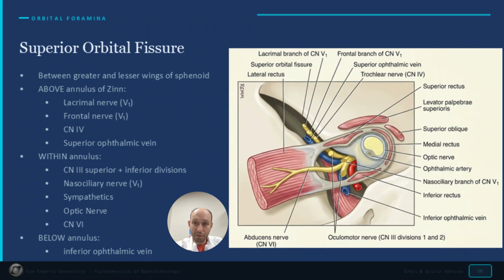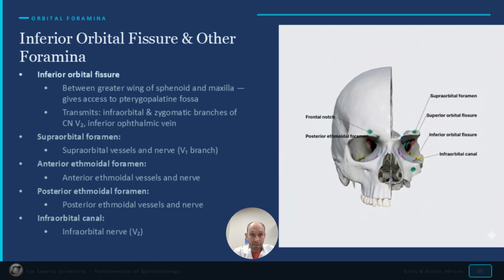But if you look closely within the annulus of Zinn, that is a separate group, because if we look at all the structures that are within the annulus of Zinn, we also have the optic nerve and the ophthalmic artery. Now, where there is a superior orbital fissure, there's an inferior orbital fissure. So the inferior orbital fissure is much less exciting. It's between the greater wing of the sphenoid and the maxilla.